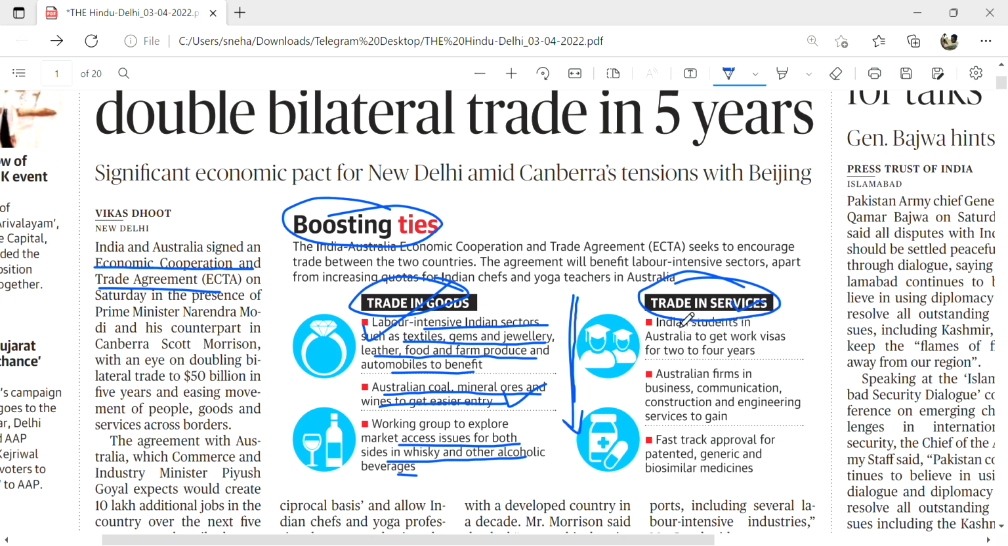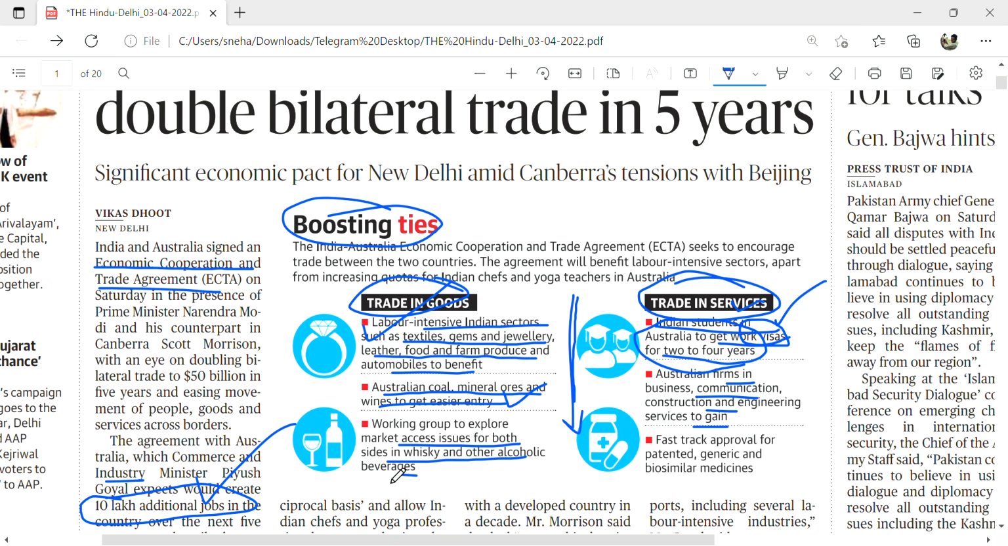One is that Indian students in Australia will get work visas for 2 to 4 years. Then Australian firms in communication, business, construction and engineering services will gain. That is why Piyush Goyal, the commerce and industry minister, has said India will get 10 lakh additional jobs, because of engineering services, communication, construction and civil engineering, which play a very vital role.